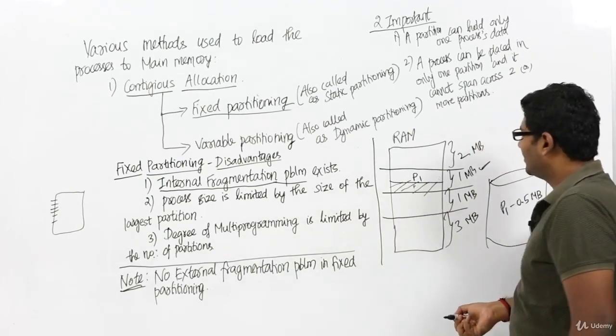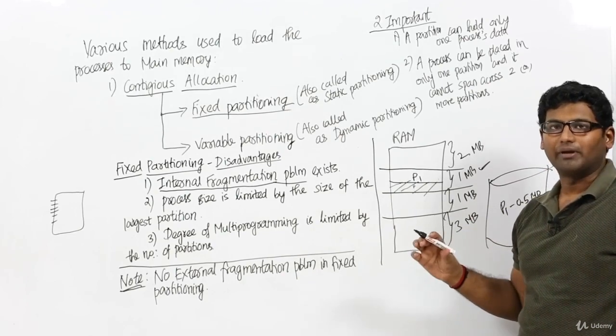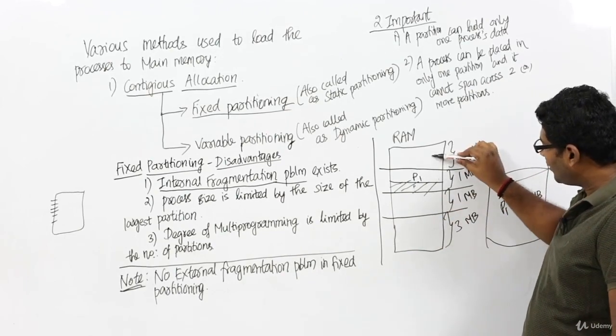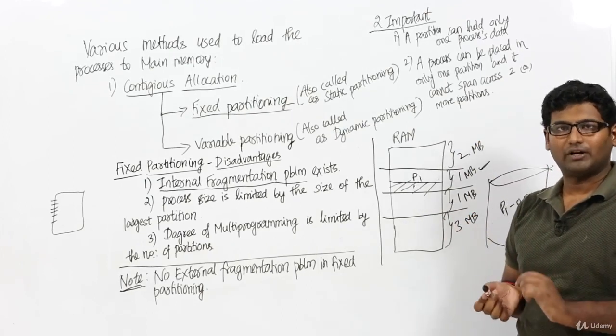What does it mean is, see, in case let us assume our process size is 5 MB. Now, can I place 2 MB over here and 3 MB over here? That is not allowed in case of fixed partitioning. Okay, that is not allowed.